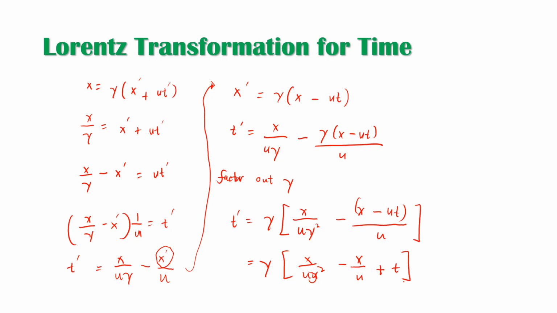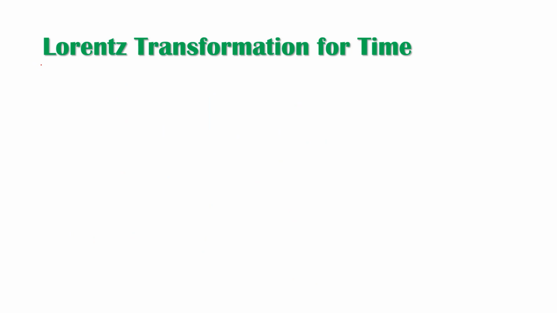And then the next thing is to factor out x. So we copy our expression. We have t prime is equal to gamma multiplied by x over u gamma squared minus x over u plus t. And then we factor out x here so that we have gamma multiplied by x times (1 over u gamma squared minus 1 over u) plus t.